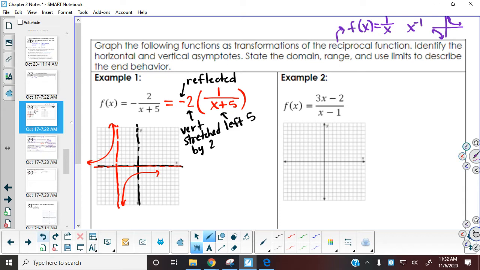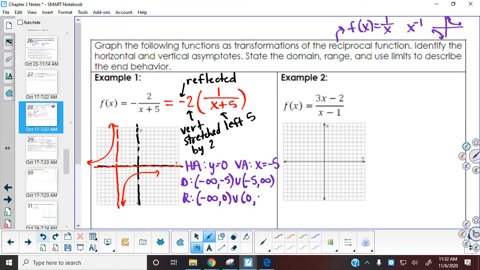The next part of the question says to identify your horizontal and vertical asymptotes. Your horizontal asymptote is still going to be y equals 0. It hasn't been shifted up and down any. Your vertical asymptote is going to be x equals negative 5 because it's been shifted left 5 units. It then goes on to ask us for the domain and range. Your domain is everything but negative 5. When we write that in interval notation, it looks like this. Don't forget parentheses, not brackets. Your range is everything but 0. So negative infinity to 0, and then it picks back up 0 to infinity.